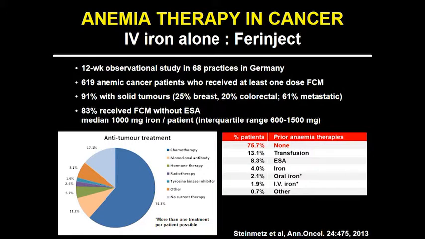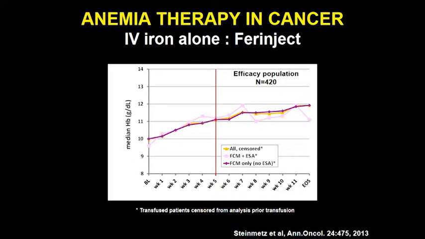You can see that these patients are under a number of therapies because of their cancer. Most of them are on chemotherapy, and a majority of these patients have not received any treatment for their anemia. No perfusions, no EPO, no iron, be it IV or any other treatment. So the majority of patients receive ferinject as a first treatment for anemia. So what are the findings?